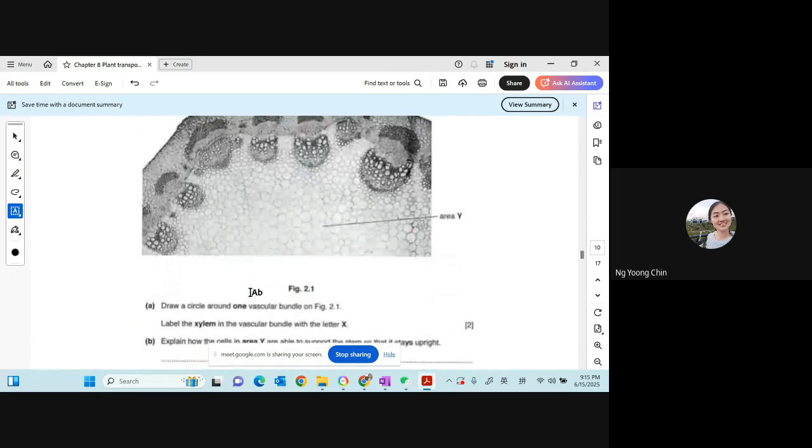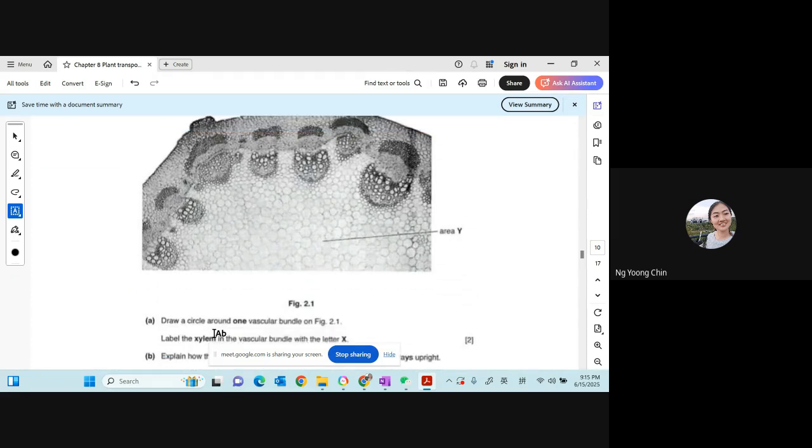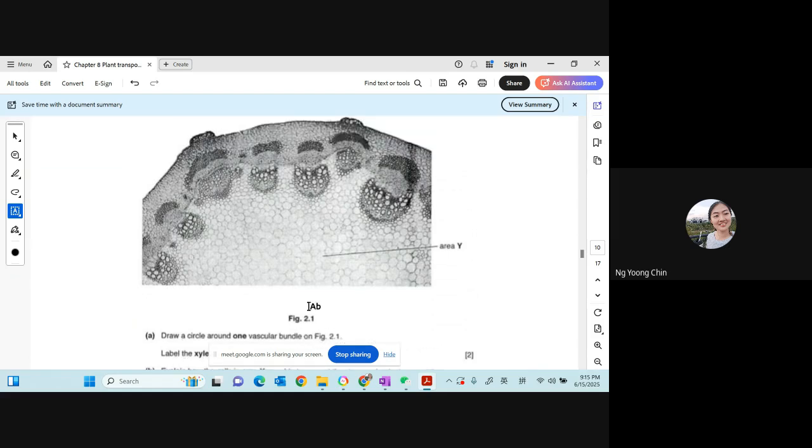And then this one, you should label where the xylem is. Where do you label the xylem? Label the xylem in the vascular bundle with the letter X. So we can label it here. Where is the xylem? Xylem is here.